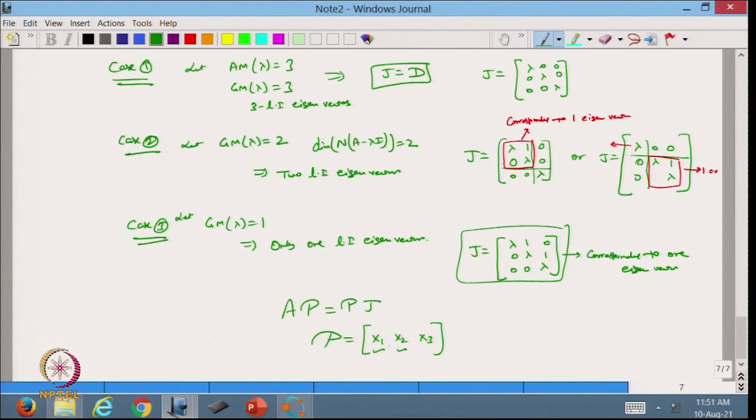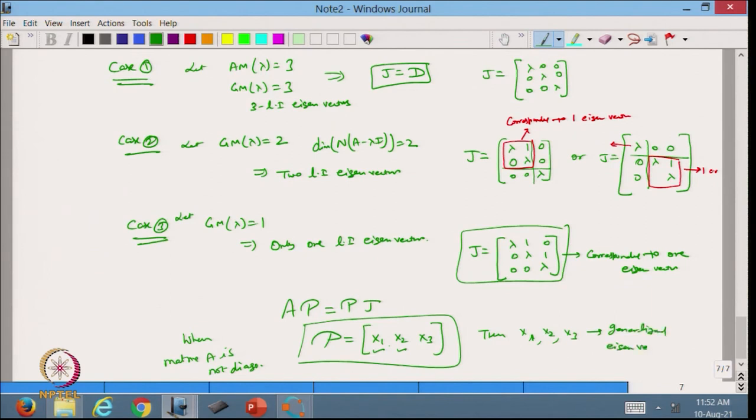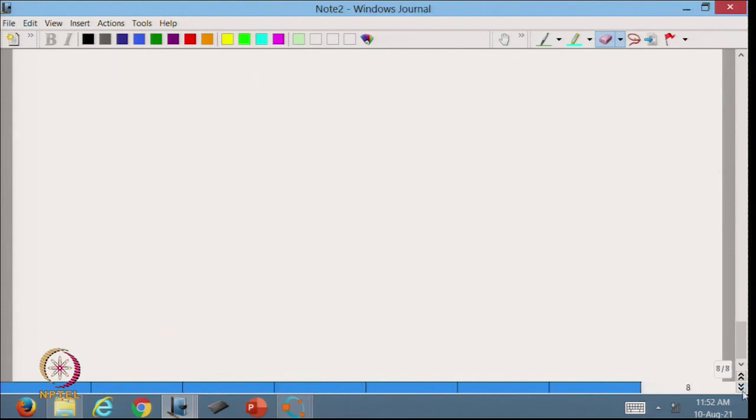So, in this case I can say that when matrix A is not diagonalizable, then I have a P of this form, and then x1, x2, x3 are called generalized eigenvectors. I will see which one is a generalized eigenvector and which one is not. So, I just write the definition first. Let us stop here and write down the definition of a generalized eigenvector.